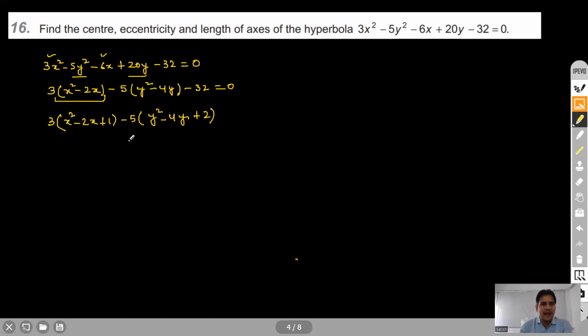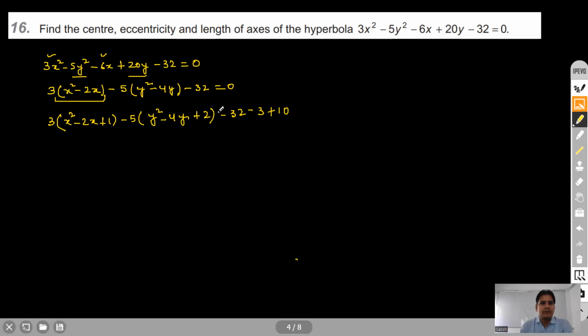But what we have added additionally, we have to nullify that also. So in here we have added plus 3, so I will subtract 3 from here. And here what I have done, 5 and minus 10, no? So plus 10, right? Plus 10 are equal to y square minus 4y.